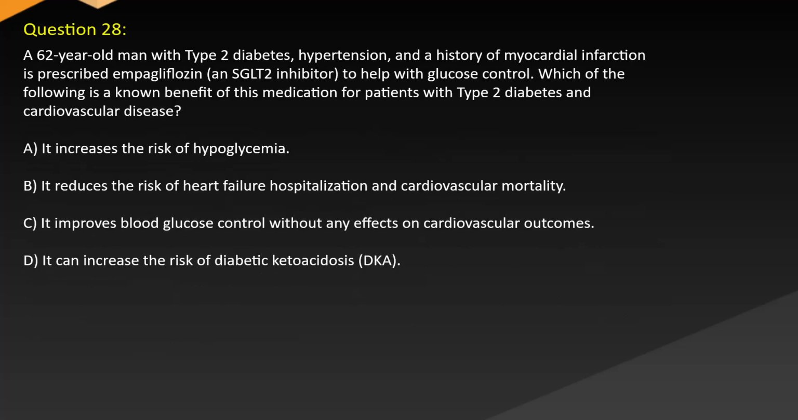Question 28. A 62-year-old man with type 2 diabetes, hypertension, and a history of myocardial infarction is prescribed empagliflozin, an SGLT2 inhibitor, to help with glucose control. Which of the following is a known benefit of this medication for patients with type 2 diabetes and cardiovascular disease? A. It increases the risk of hypoglycemia. B. It reduces the risk of heart failure, hospitalization, and cardiovascular mortality. C. It improves blood glucose control without any effects on cardiovascular outcomes. D. It can increase the risk of diabetic ketoacidosis (DKA).